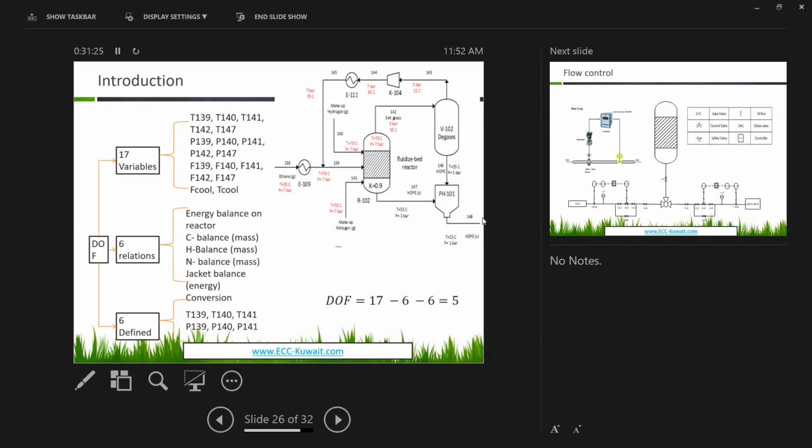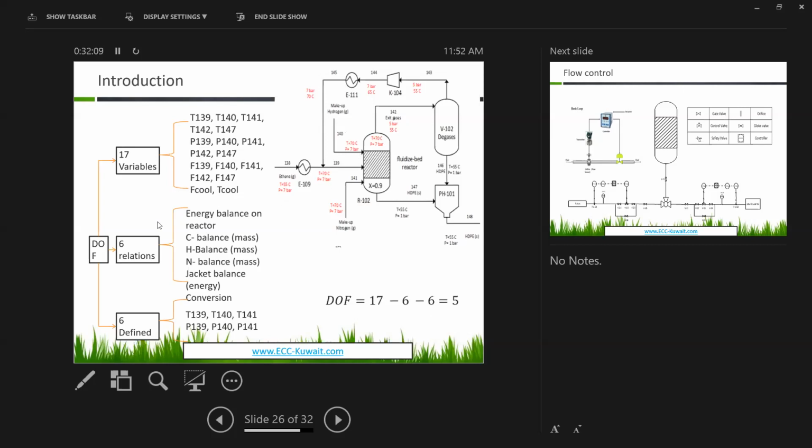For example, here in this reactor, we have 17 variables. For example, the temperature of line 139, the temperature of line 140, and so on from 139 to 147. The pressure of these lines, the flow rate of these lines, in addition to the flow rate of coolant and the temperature of coolant. This reactor uses cooling water to keep the temperature at 70 Celsius of operation.